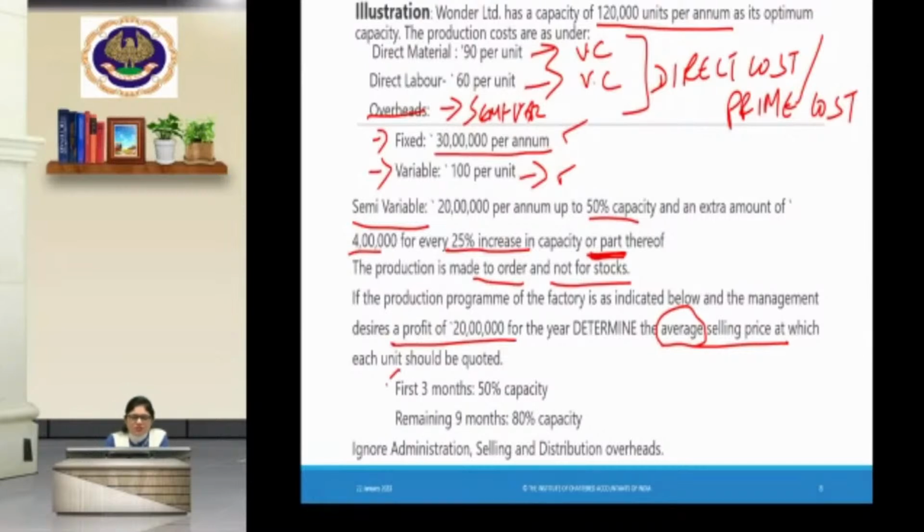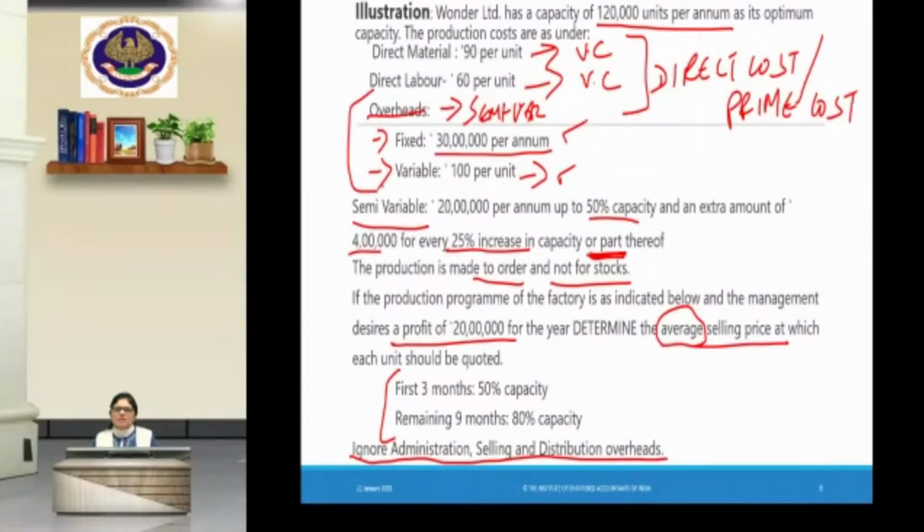So first 3 months, 50% and remaining 9 months, 80% capacity. Ignore administration, selling and distribution. So we have to take only one overhead. There are 3 overheads: factory overheads, admin overheads and selling and distribution overheads. But here we have to ignore admin and selling and distribution. We have just to take care of the factory overheads.